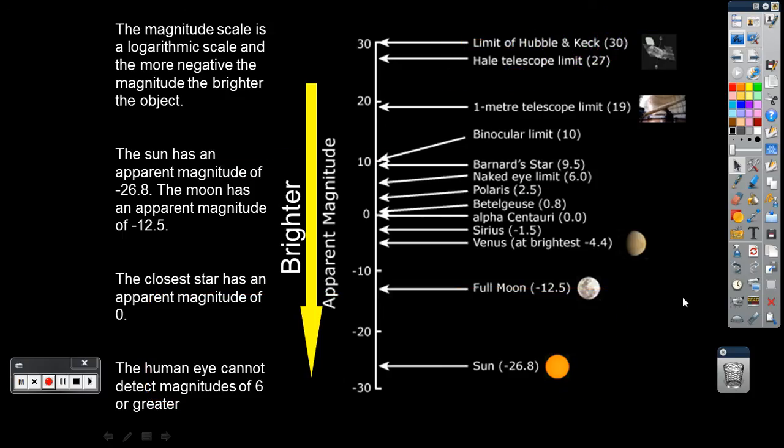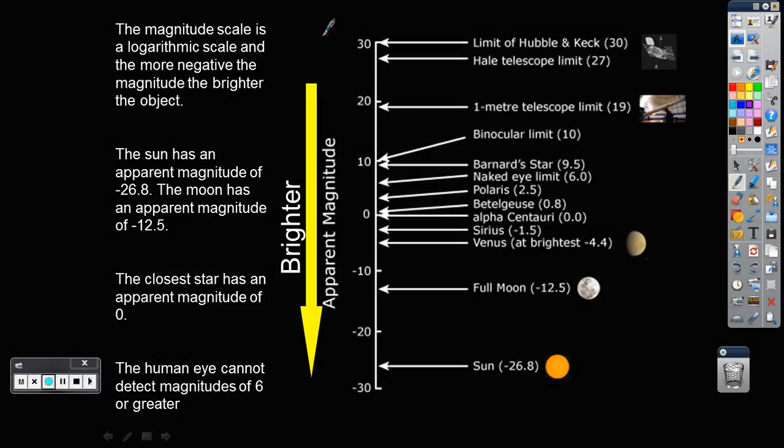Now the brightness scale, as you can see here, is open-ended, but we have 30 up the top here and minus 30, the ones that we are used to. The reason is that these are the two extremes: the brightest thing in the sky is the sun, and it's minus 28. So we don't really need a scale that goes anything more than minus 30. Remember, negative numbers are bright and positive numbers are dim.